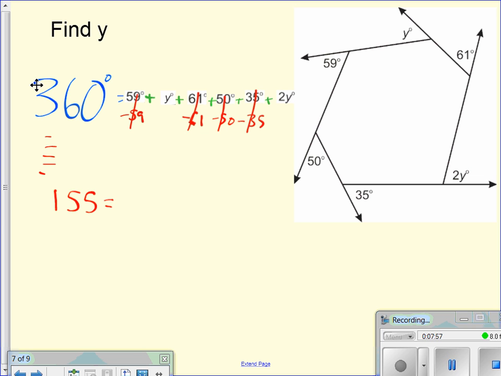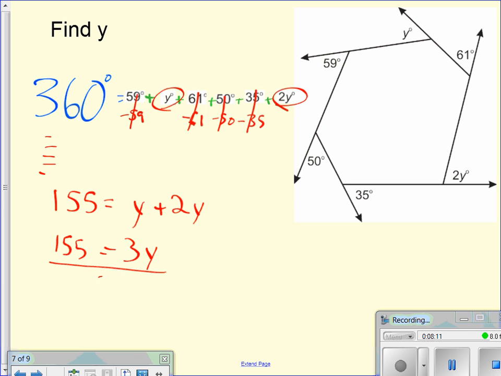equals y plus 2y, right? Because I still have this and this left over. I add y plus 2y, I get 3y equals 155. Divide both sides by 3, and I'm left with y equals 51.66, repeating.